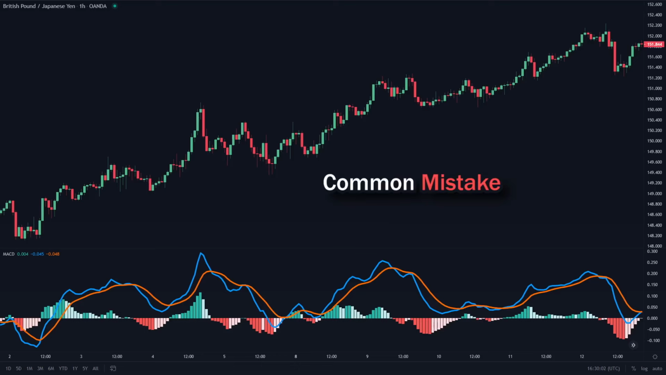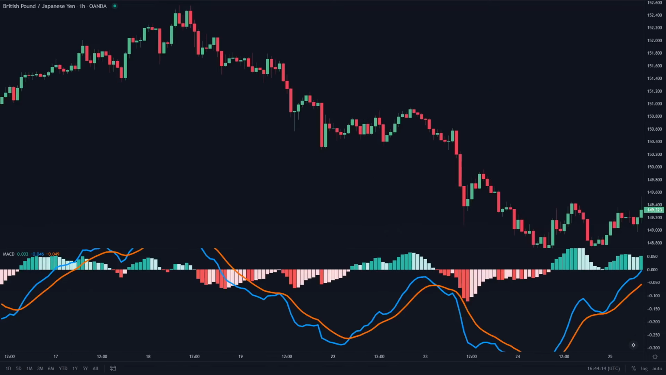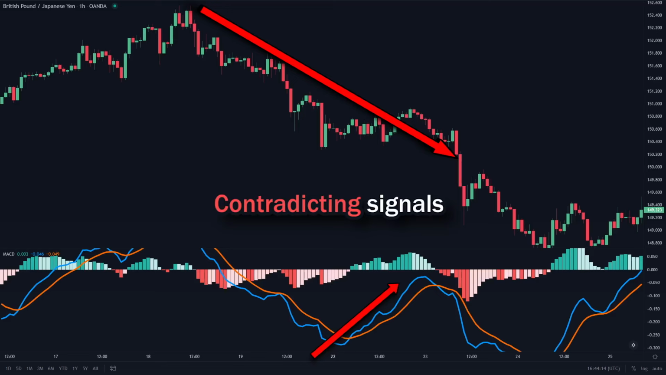First, a common mistake that traders make is using the indicator by itself. Let me show you why it's a very bad idea to use the MACD alone. Here we can see that the overall market is in a downtrend. However, the MACD is crossing over to the upside. Notice how the signals are contradicting. The MACD is indicating a bullish momentum, but the market is in a downtrend.